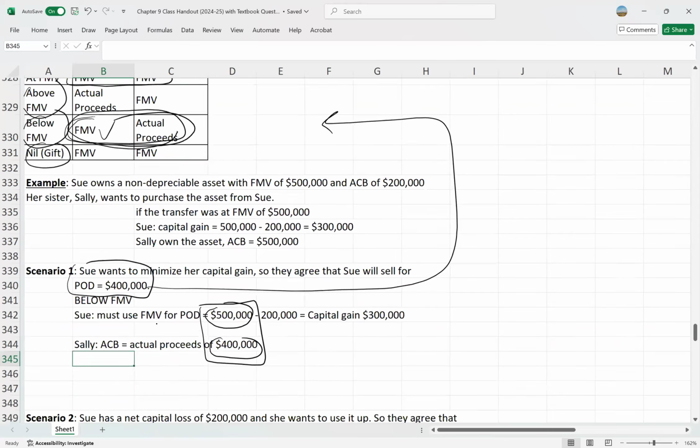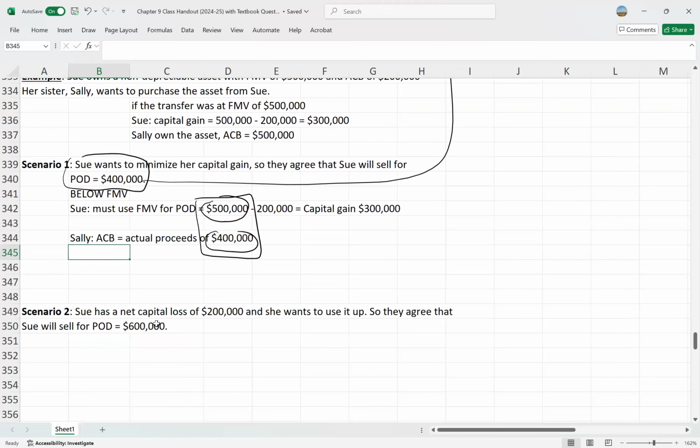What about scenario two? Let's say Sue has a net capital loss. And remember we said that net capital losses can be used to offset taxable capital gains. And so she wants to use it all up. So she says, well, I'm going to sell it to you for 600,000 now. I want to create a bigger capital gain so I can use this net capital loss. And so this is a situation where it's going to be above fair market value.